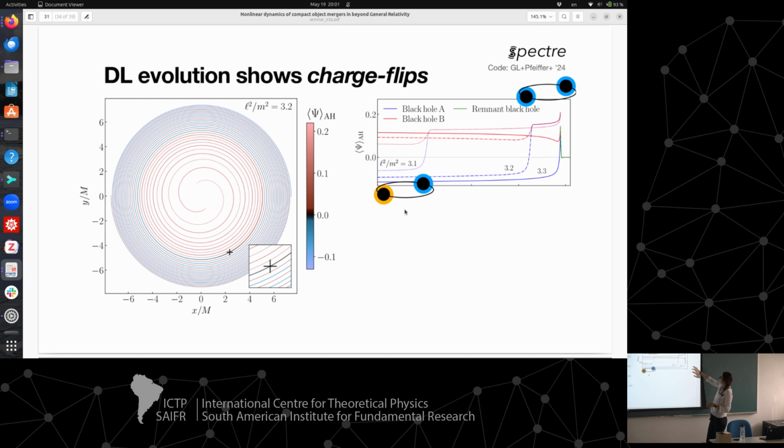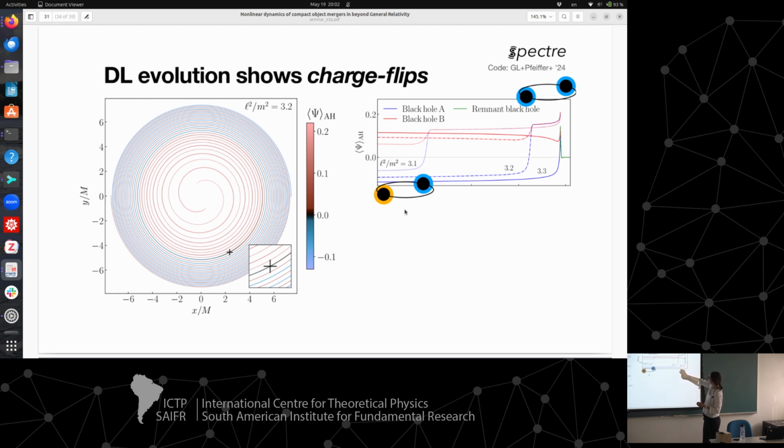So these simulations were performed with the SpECTRE code, which is the code developed by the SXS collaboration, mostly with Caltech, but also Cornell and Max Planck. This is an open source code. I don't want to get too much into the details, but this code at the moment can only do the scalar evolution, so there's no back reaction of the scalar field on the metric.